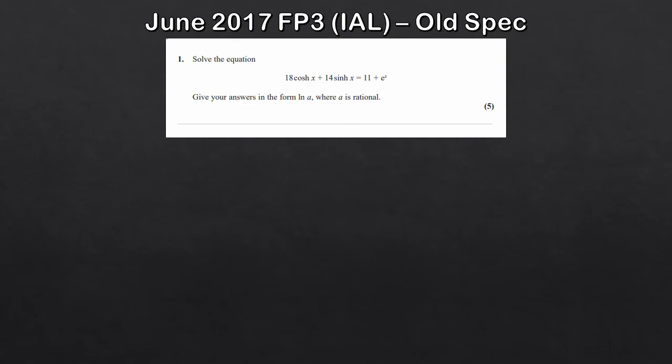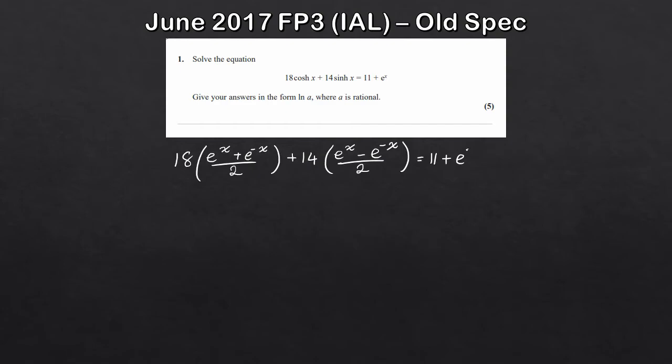So this time, another solving question, but this one's a little bit different. Rather than it just being equal to a constant, a number, we've got this e to the x as well on the other side. So remember, we've got to write this in terms of the exponentials. So I'm going to write this now straight away as 18 lots of e to the x plus e to the minus x over 2, plus 14 lots of sinh. So that'll be e to the x minus e to the minus x over 2. And this is equal to 11 plus e to the x.